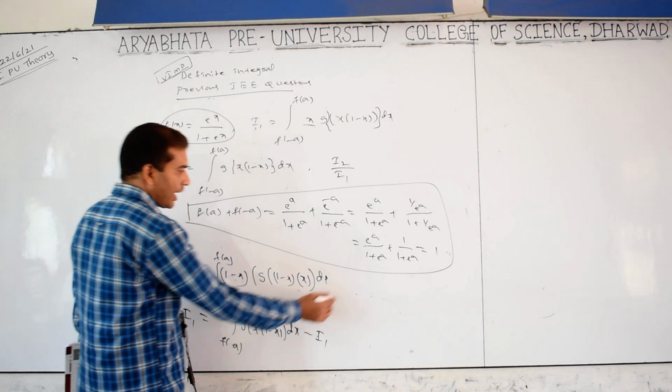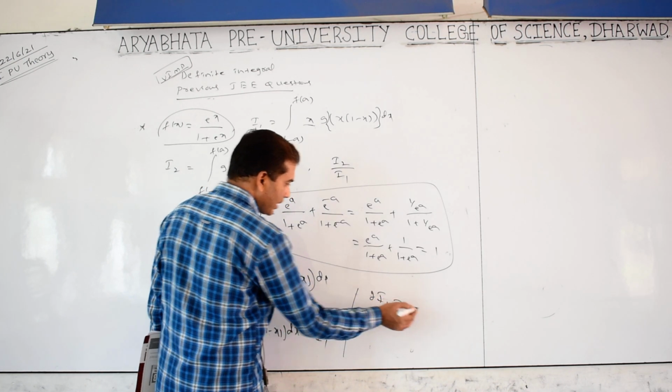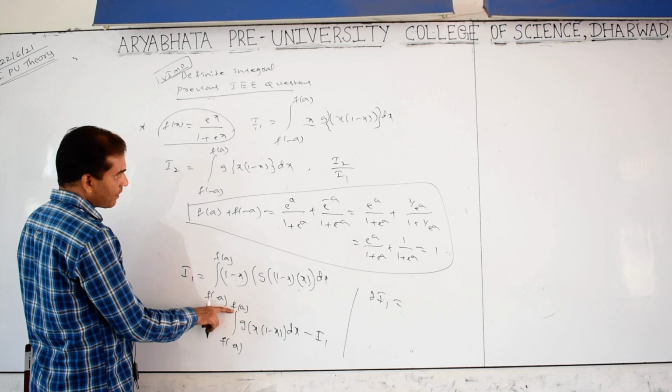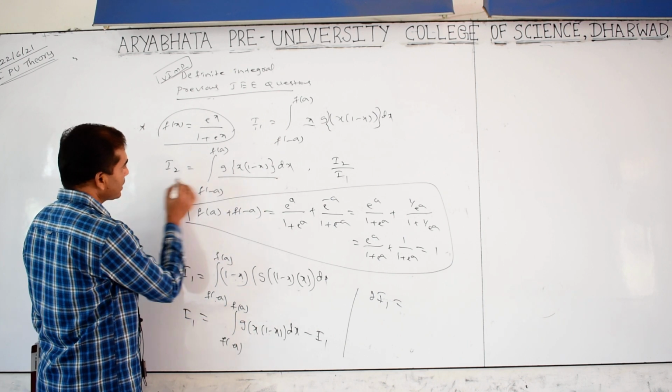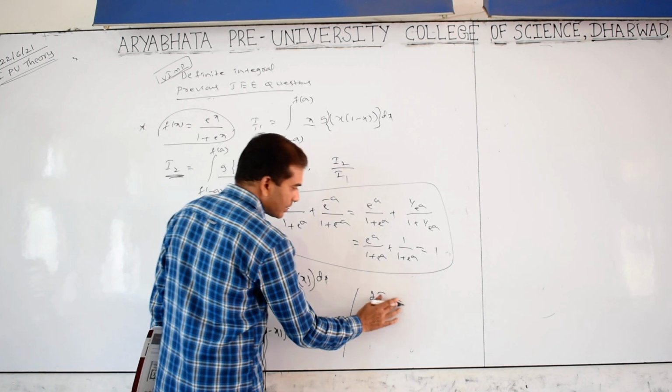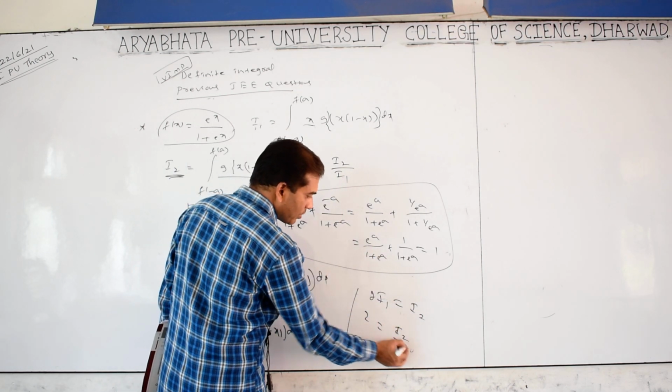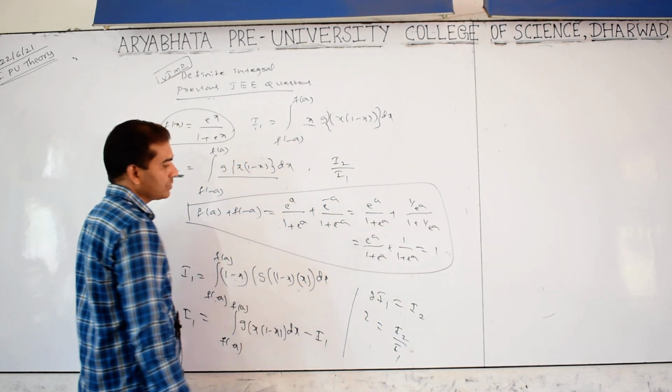Transpose this side. I1 plus I1 is 2I1 equals integration of f of minus a to f of a, g of x into 1 minus x dx, equal to I2. This is I2. So we want I2 by I1. 2 is equal to I2 by I1. So the answer is 2.